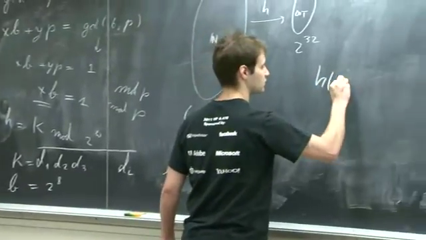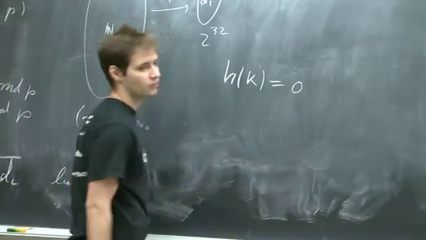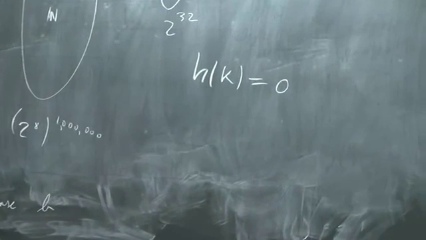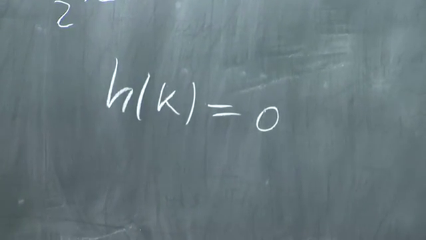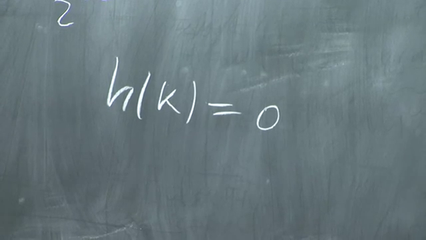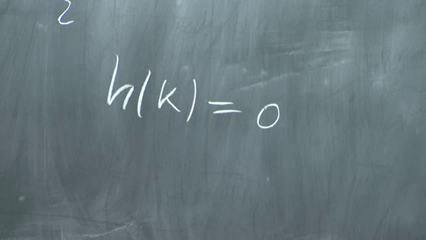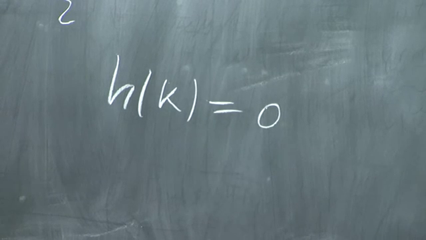Say my hash function is 0 for all the keys. Is that a good hash function? It's an excellent hash function. What's wrong with it? You would put everything in one bucket, so then searching for it would take a long time. Yep, searching takes a long time.